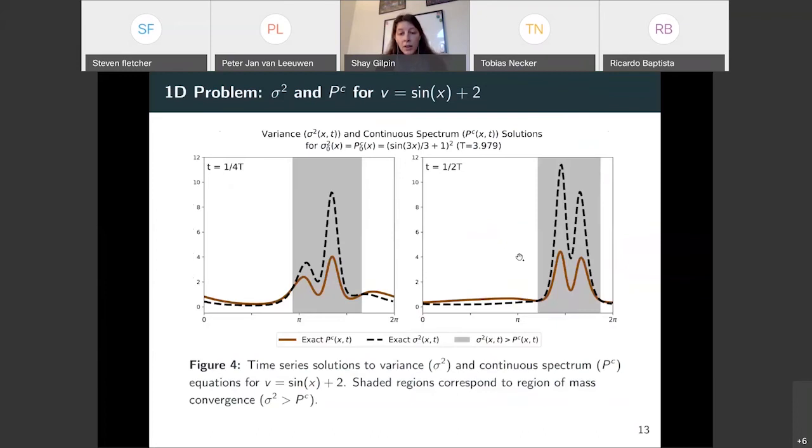And what I plotted here is, again, we're just looking at the solutions to the variance equation in black dash and the continuous spectrum solution in solid brown at these 2 different times. And what I've highlighted in gray is this region of mass convergence. And what we'll see is that this region changes in space and time, but we have both mass convergence and divergence. And that comes from the fact that m satisfies mass conservation. And so that is emphasized in this figure.